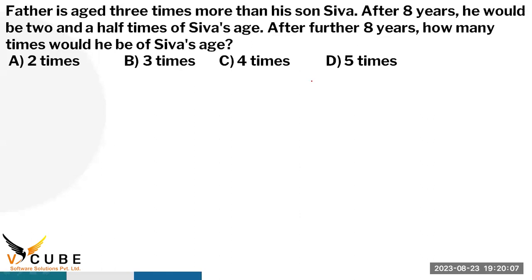Father is aged 3 times more than his son Shiva. If you know how to write the formation, you will get the answer. Shiva's age we don't know, let it be x. And father is how many times? 3 times, x into 3, 3x. More means adding, more than his son's age, which is how much? x. Okay, 3x plus x, 4x is to x. Guys, is it clear to all of you?